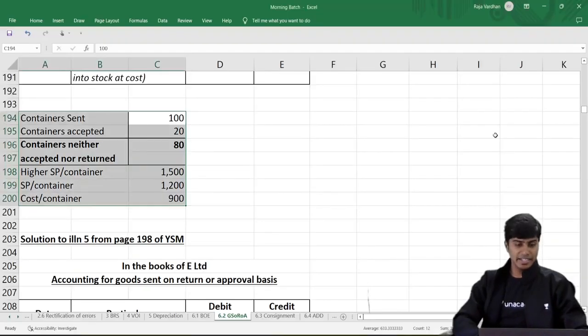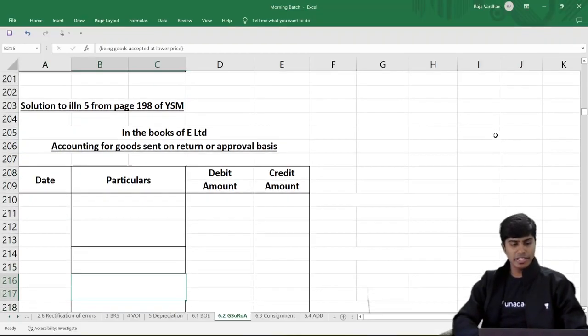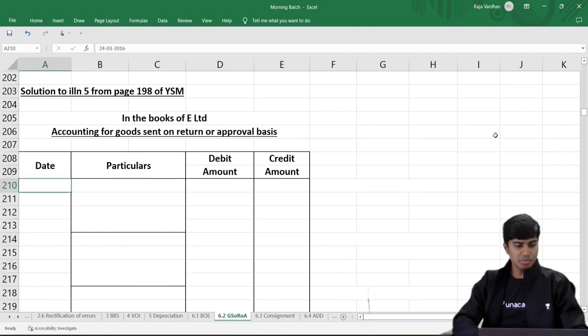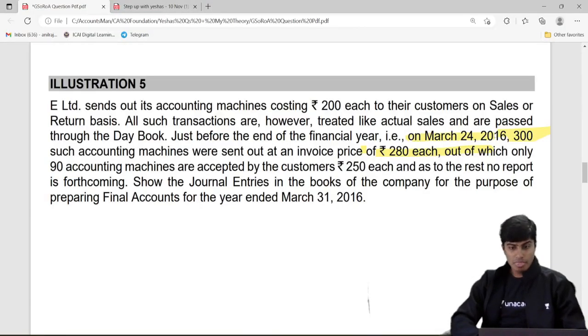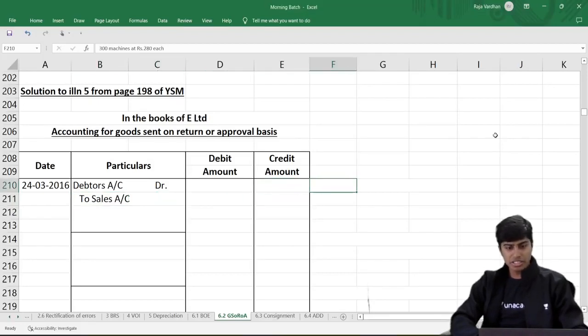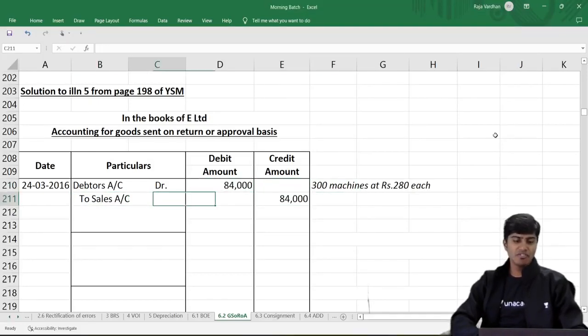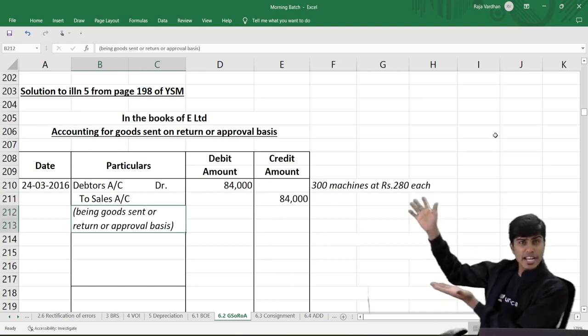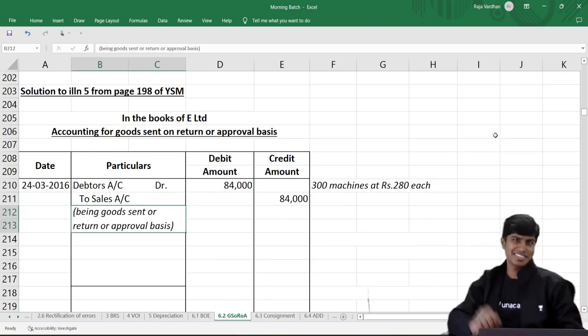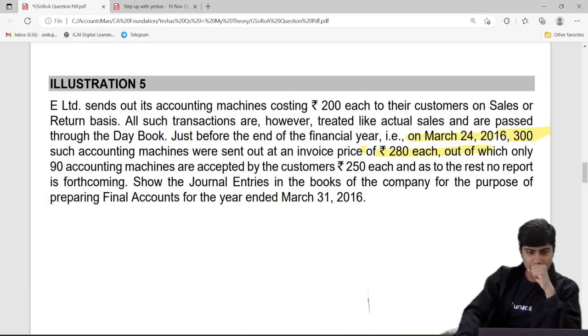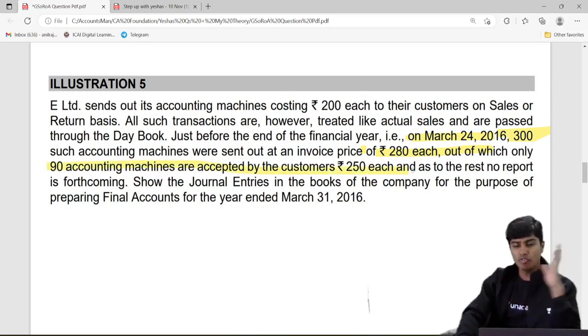Come on, let us write the entry. This is in the books of E Limited. Solution to illustration number 5. I'll write 24th of March. Debtors account debit to sales account. This is 300 accounting machines into 280 each. 84,000, 84,000 being goods sent on return or approval basis. What's happening after that? Out of which 90, oh, my cursor is a little invisible. 90 accounting machines are accepted by the customers at rupees 250 each.